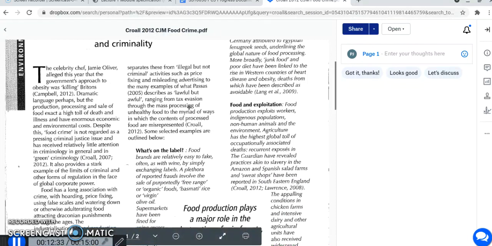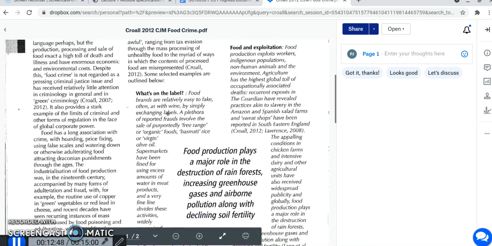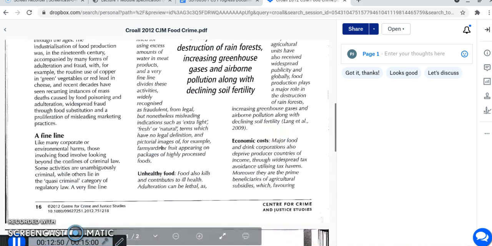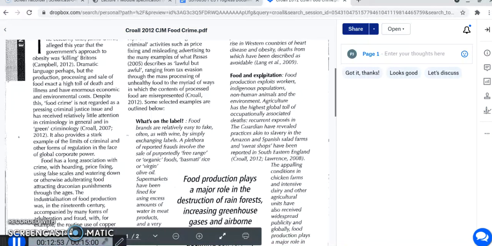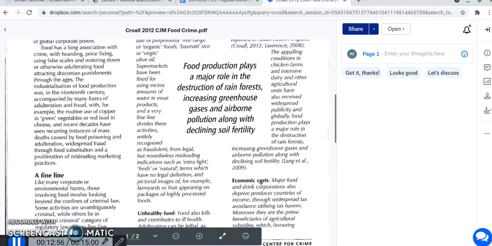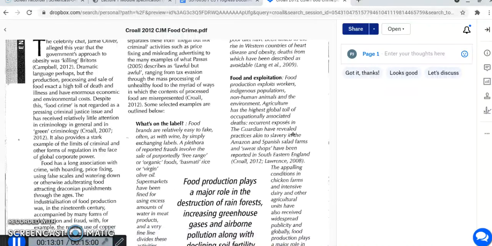So there are some examples there in terms of what Passes said in 2005, just to give you some examples of how you can use subheadings in pieces of work to help you. If you look there, there's labelling, unhealthy food, food and exploitation, and economic costs. So those four subheadings give you four examples you can write about in terms of how things might technically be legal, but are still harmful.